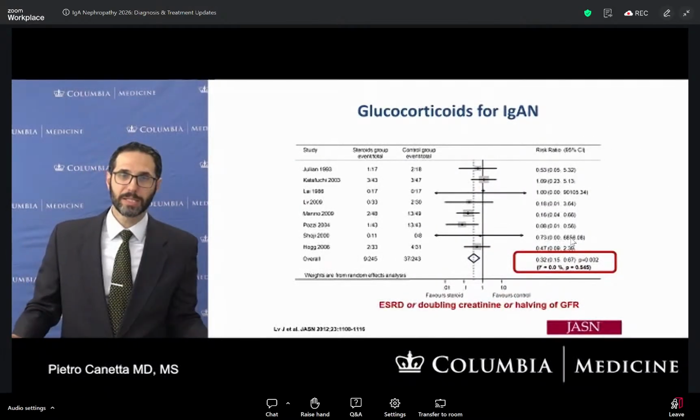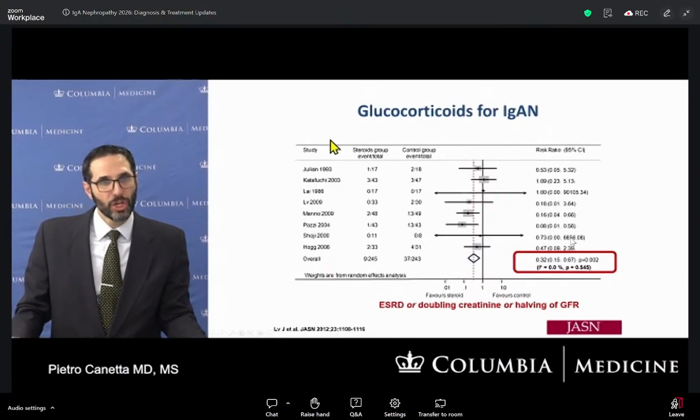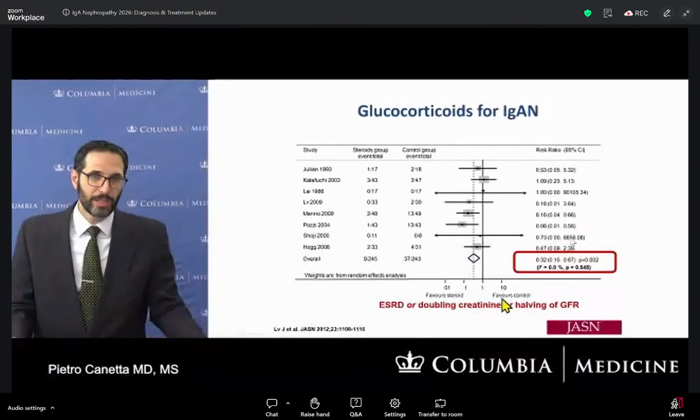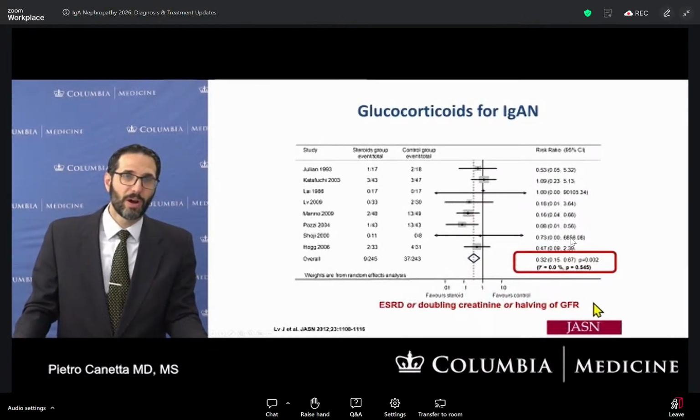And there was a meta-analysis that was done that showed this across multiple different trials with a hazard ratio of 0.32 for preventing end-stage renal disease or doubling creatinine or halving of GFR. Was associated with steroid use.